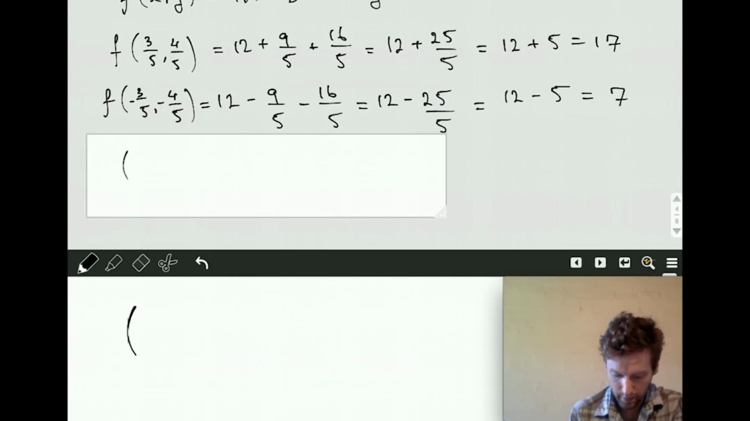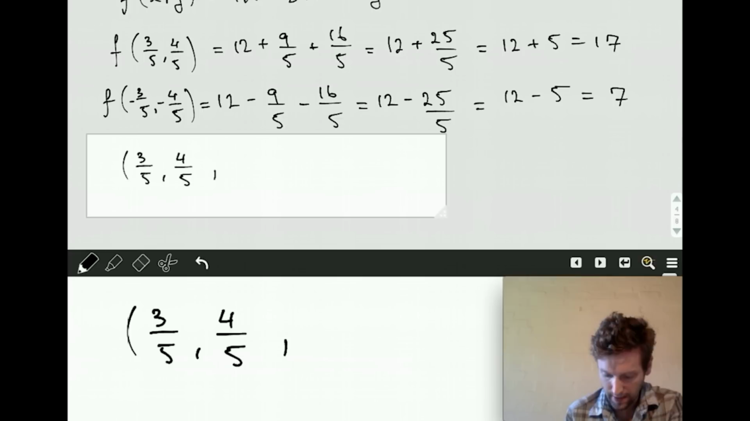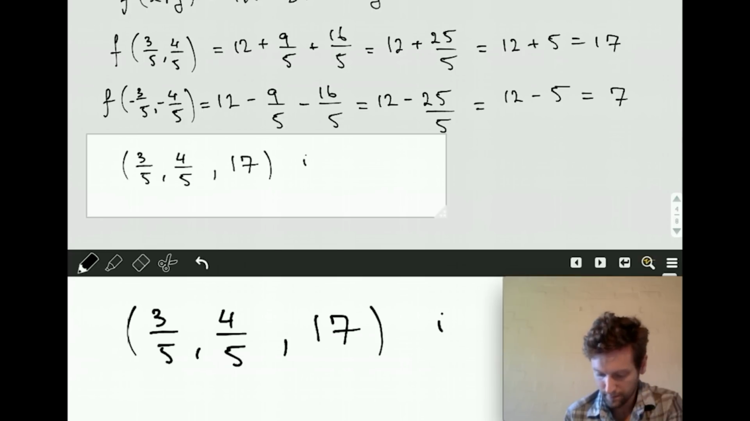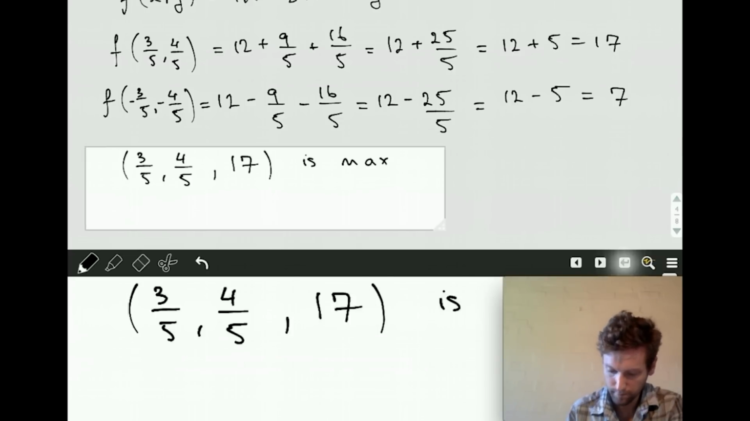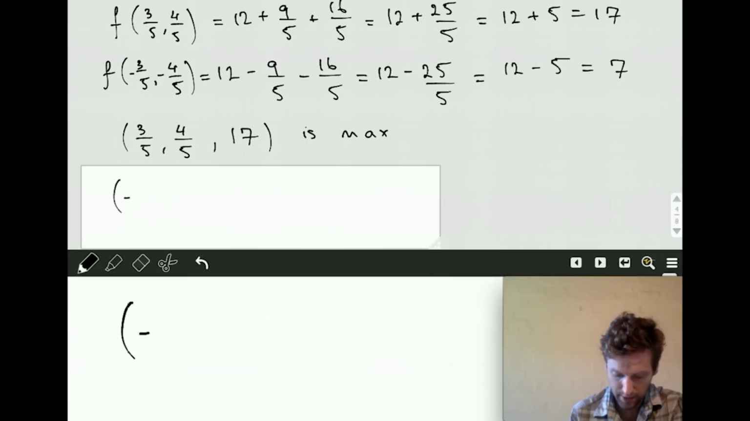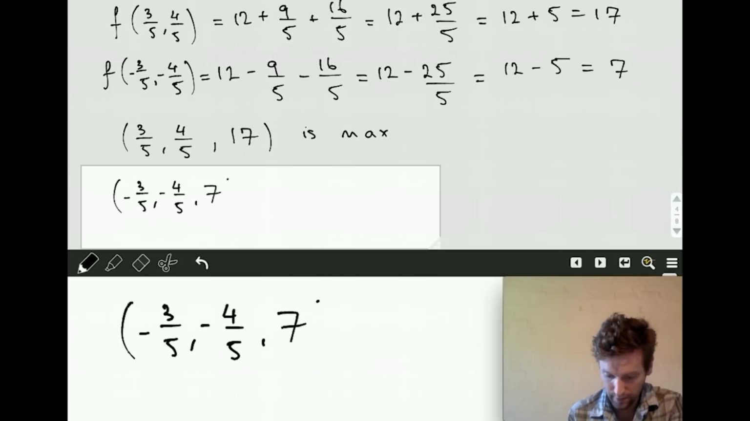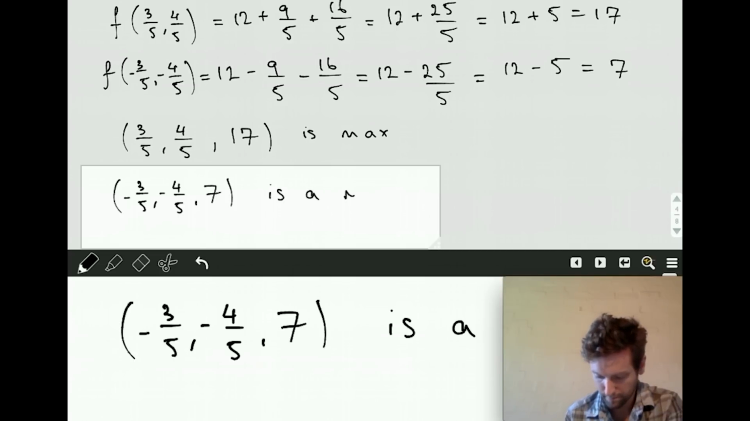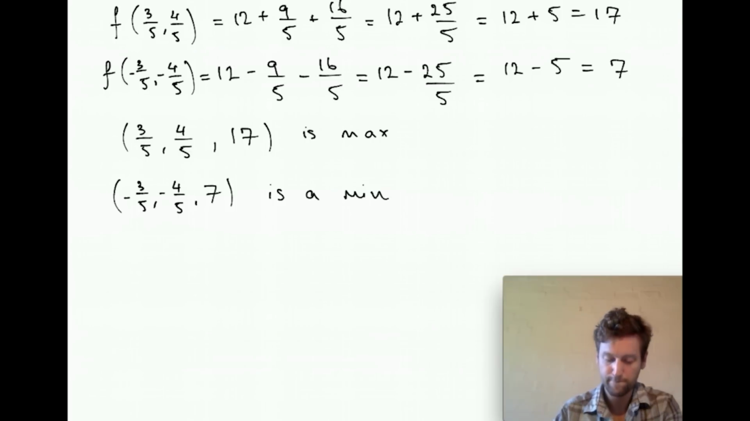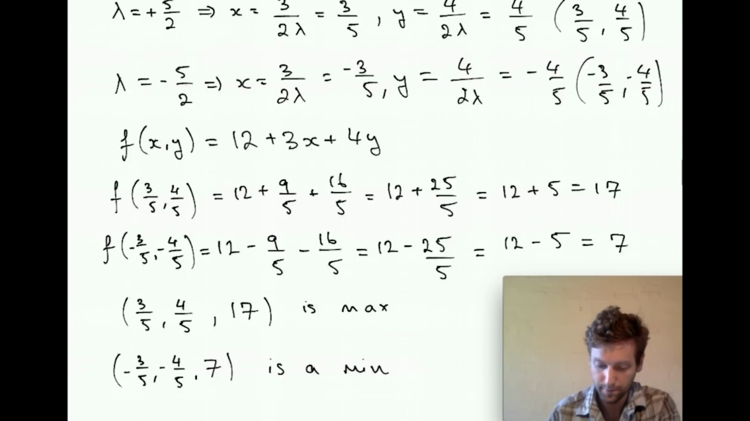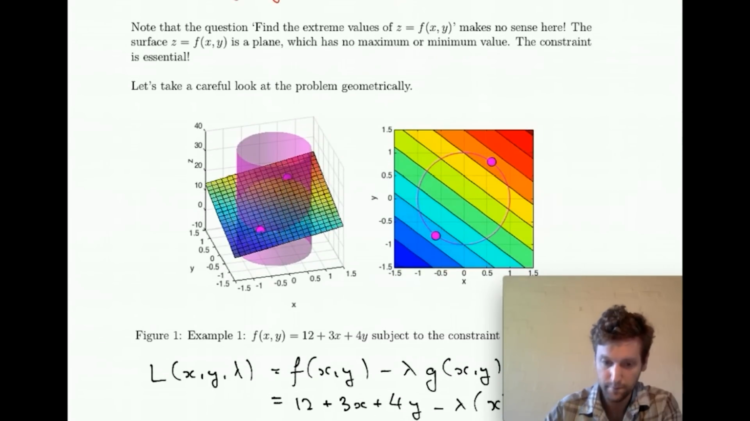So our point x equals 3 over 5, y equals 4 over 5, and z equals 17 is a maximum. And our point minus 3 over 5, minus 4 over 5, 7 is a minimum. And those correspond exactly to the points that we saw in the figure. This point here and this point here.